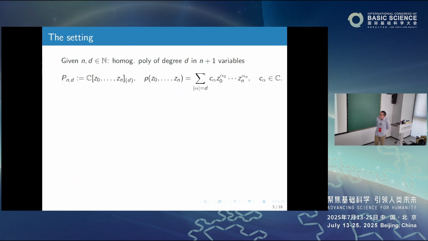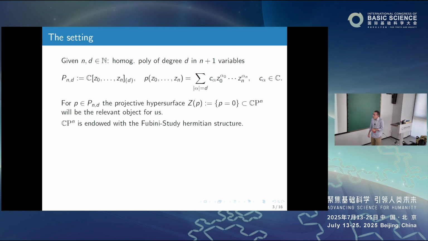Okay, so let's start really from the basics, from the beginning. Let's start by introducing what for us is a projective hypersurface. We fix the set of homogeneous polynomials in n plus one variables of a fixed degree d. This is very simple: you have a homogeneous polynomial of this form, where all the z variables and also the coefficients are in C.